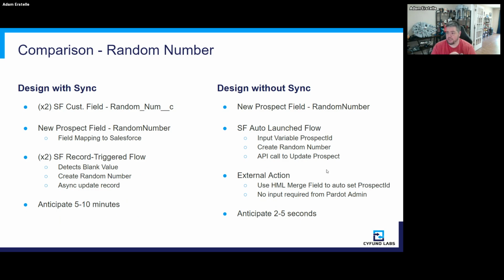Now, in the external action, it's a little bit of configuration that's needed. You can use the HML merge fields when you're setting that up, and you can have it automatically set the prospect ID. So when a marketer is going to use this external action, they don't have to type it in. And no input is really required from them as they're using it. With this approach, you can expect a 2 to 5 second turnaround time from the prospect record getting created, the completion action being called, and then data flowing back into Pardot with that random number.